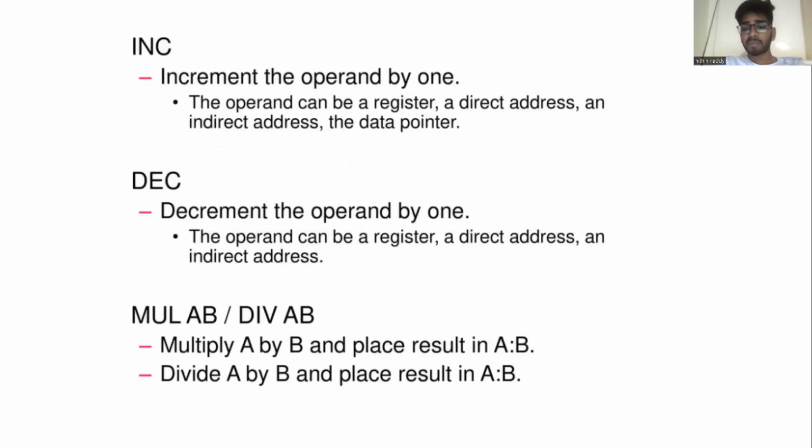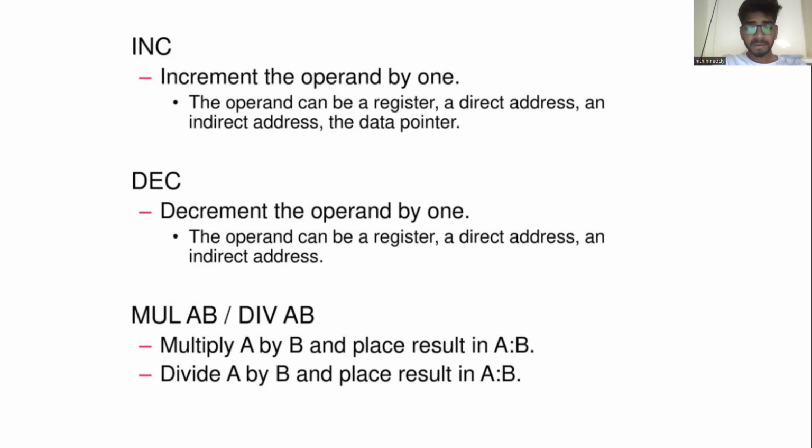Increment. Increment the operand by 1. The operand can be a register, a direct address, an indirect address, or the data pointer. Decrement. Decrement the operand by 1. The operand can be a register, a direct address, or an indirect address.